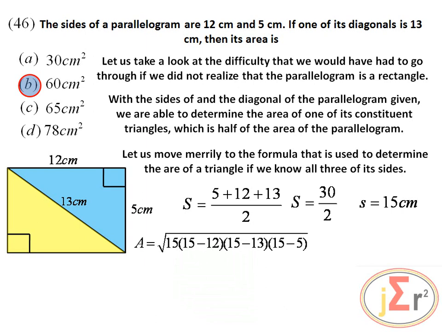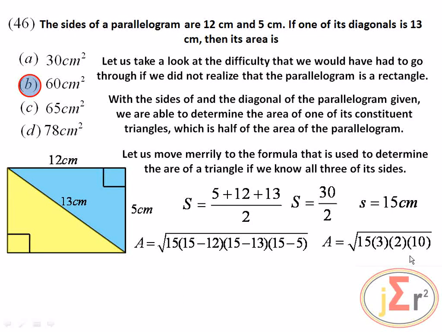So we will have 15 is the semi-perimeter, then we'll have 15 minus 12, then 15 minus 13, then 15 minus 5. And we will end up with 15 multiplied by 3 multiplied by 2 multiplied by 10. We may do this quite easily. 15 times 2 is 30. And 3 times 10 is 30. So we have 30 multiplied by 30.